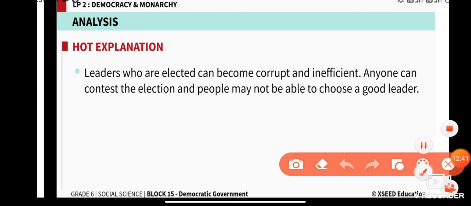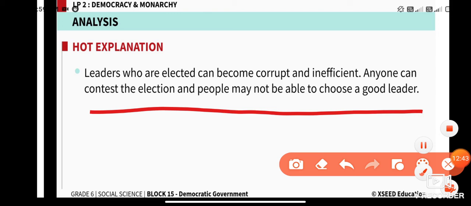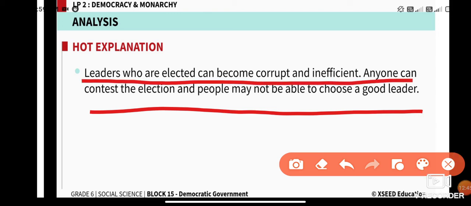And leaders don't stay for a longer period. Why? Because after every election there is a high chance that other leaders may come up. So they don't stay permanently.